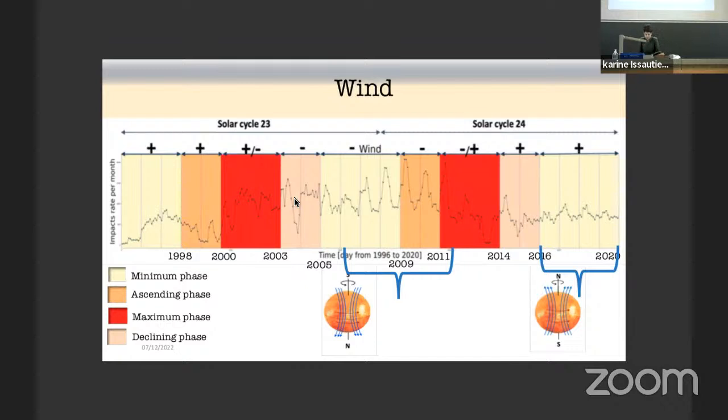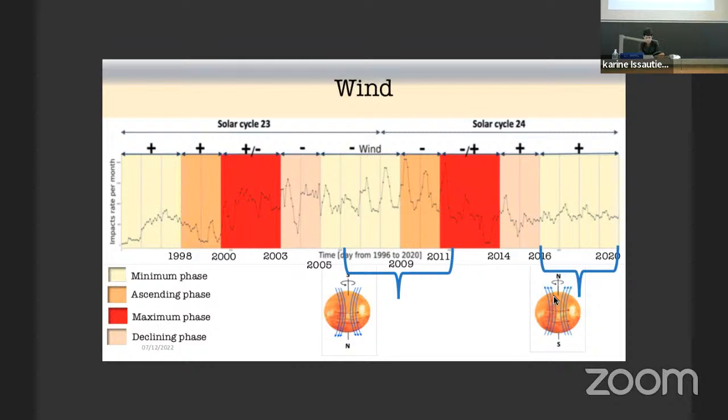And what we can see actually is that the period with those nice modulations is during this almost minimum, when the solar magnetic lines are pointing southward. And again, what was strange is that during the other minimum, we don't have those modulations. What is different is that the solar magnetic lines are pointing northward.